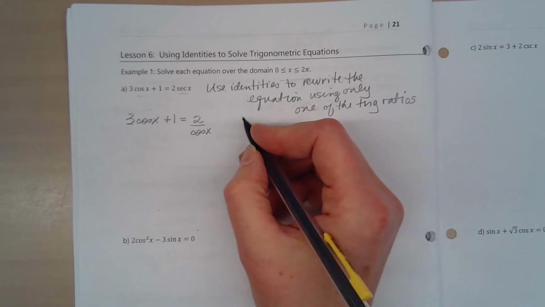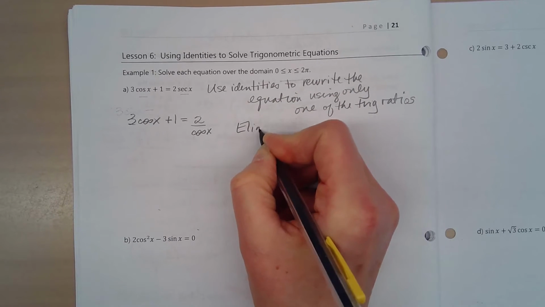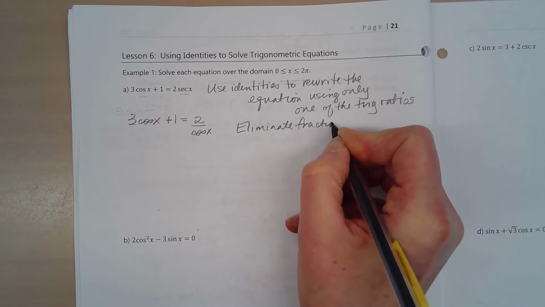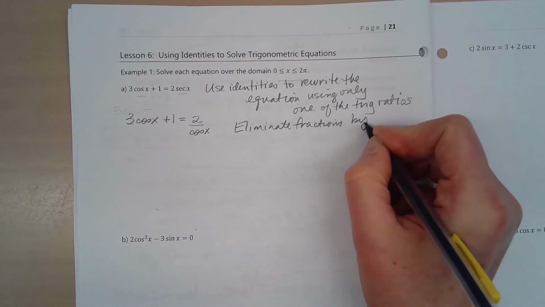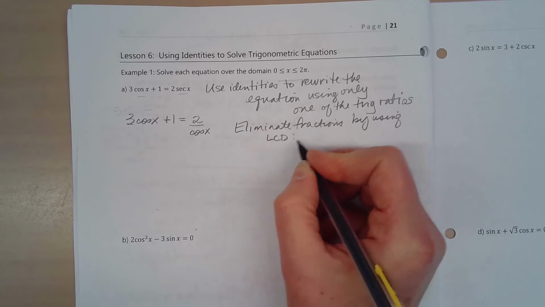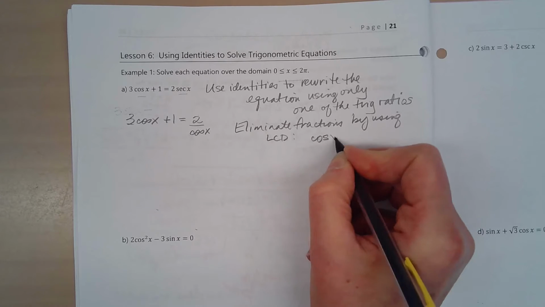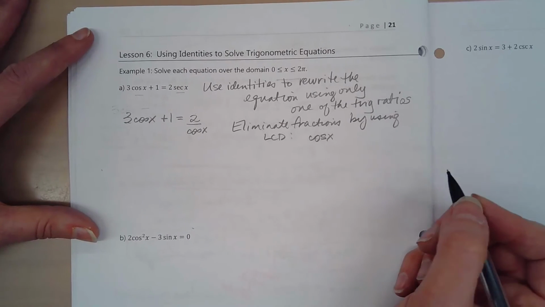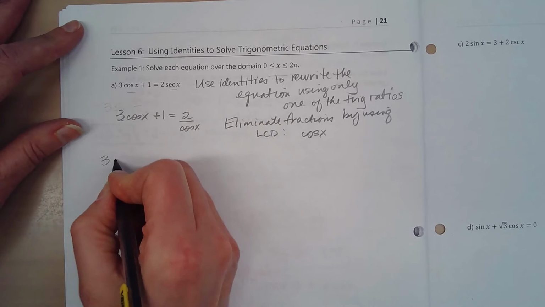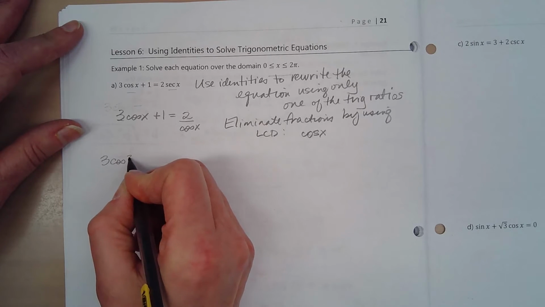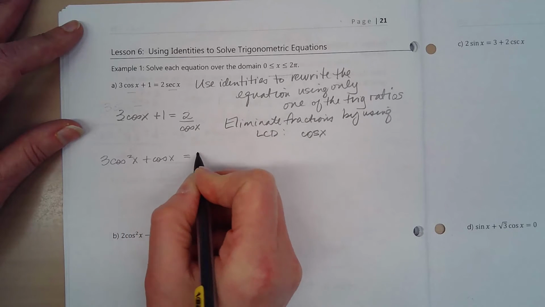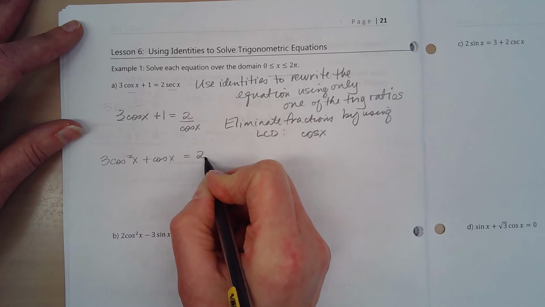Okay. So eliminate fractions by using LCDs, and then, just like we've done before, the LCD would be cos of x. Okay, every term gets multiplied by cos x. So what do we get here? We have 3 cos squared x plus cos x equals 2, right?